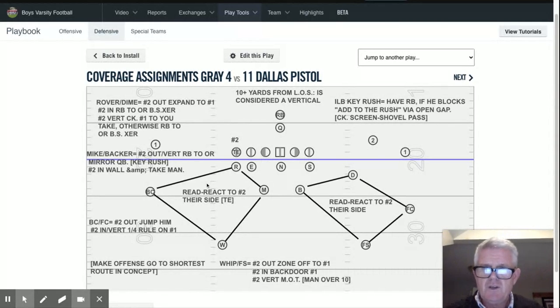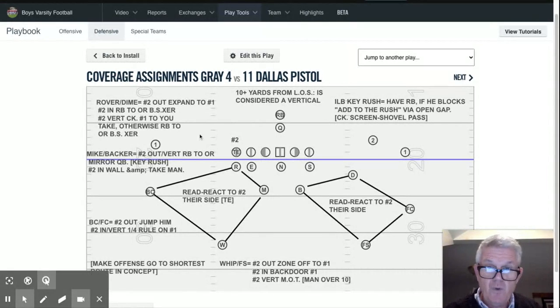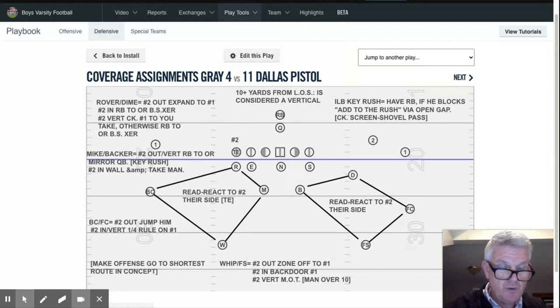Okay? So when it comes to the corners, both the boundary and the field, the rules remain the same, as will be the case for the rover, dime, whip, free, Mike and backer. So when we're teaching the corner position, it's both. Same for safeties, inside and outside backers. Okay? So for the corners, number 2 is out, meaning 2 to you, you take them. And therein lies the premise: of the 4 defenders, if 2's to you, you take them. Okay?